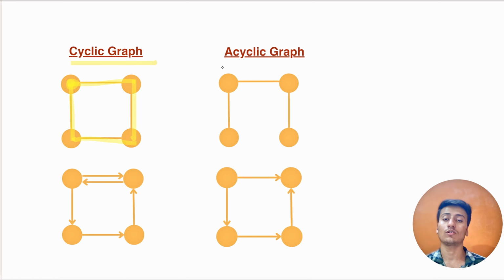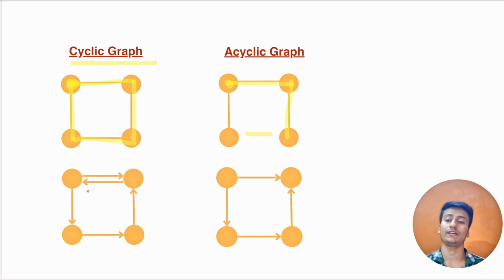Similarly, the opposite is called an acyclic graph, when there is no valid graph cycle. For example, if I start from this node, I go to node 2, I go to node 3. Since there is no edge between node 3 and 4, I cannot complete the cycle. So I can say this is an acyclic undirected graph.